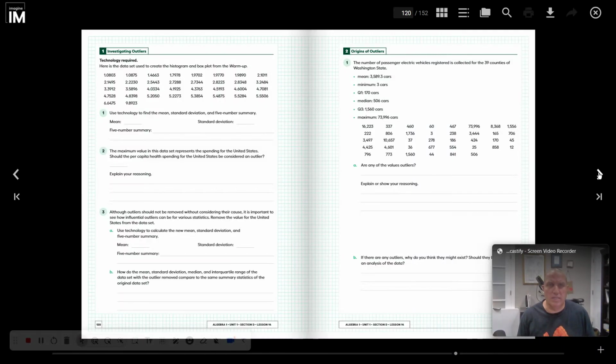So let's talk about our two activities today. The first one is investigating outliers. As you can see, one of the first things that we need to do is find the mean and standard deviation. Now, we already talked about that in lesson 12, but I'm going to go over it one more time just in case you didn't see it or you forgot about it. And we're also going to talk about the 5-number summary.